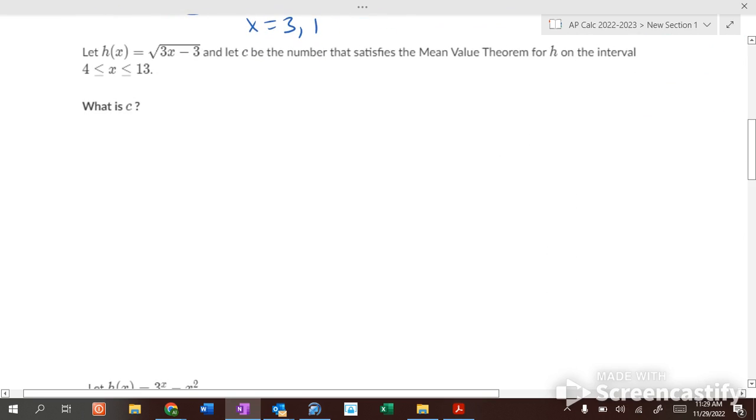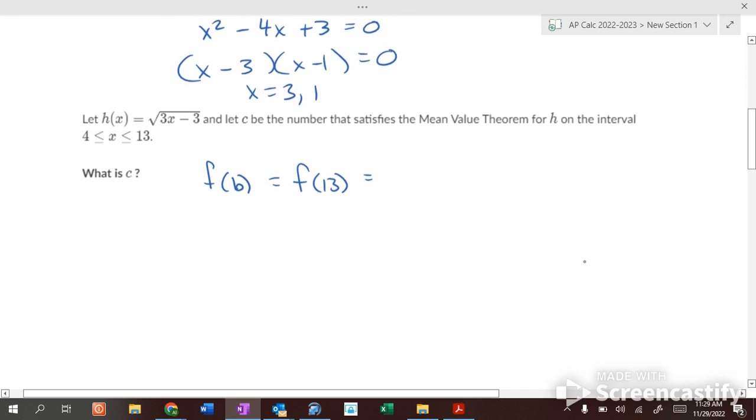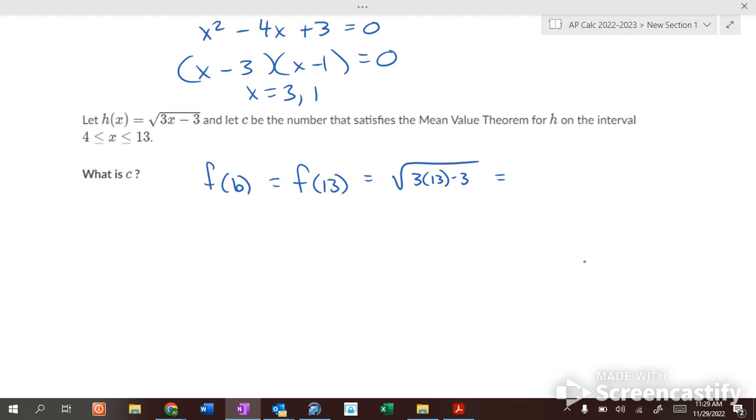All right, let's do this one. See where it leads us. Okay? What's f of b here? That would be f of 13, which if we stick 13, 3 times 13 is 39, minus 3 is 36. The square root of 36 is 6.